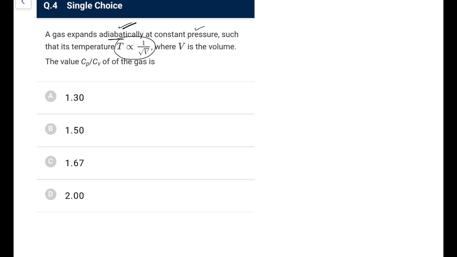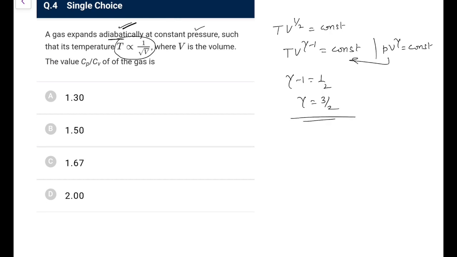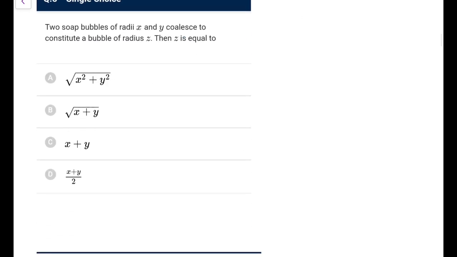So T is proportional to 1 by root V, where V is the volume, the ratio of Cp by Cv would be? So I can write it as T V to the power half is constant. And we know for an adiabatic process T V to the power gamma minus 1 is constant, that's a standard one, or you write PV to the power gamma is constant, it's one and the same thing. You just use PV equal to nRT and you get this. So comparing it, you can directly say gamma minus 1 is 1 by 2, so gamma is 3 by 2. I don't know what they want to say by constant pressure, but going by the adiabatic, I can go with 1.5.